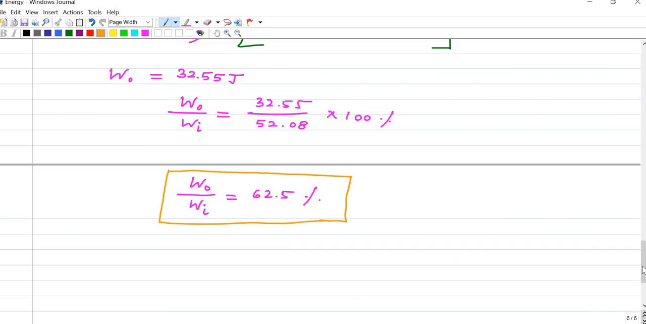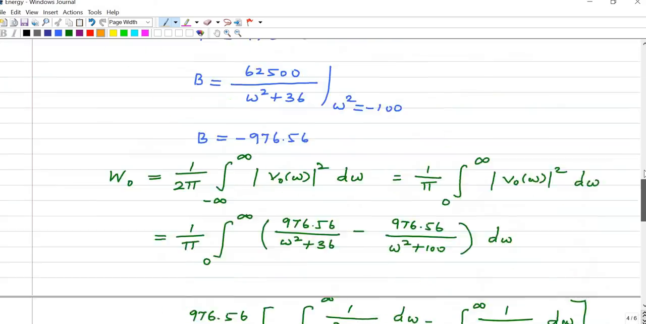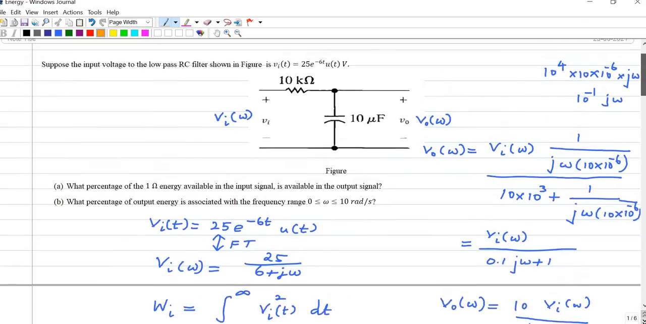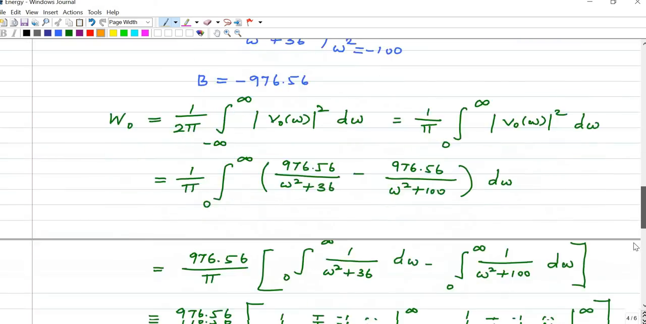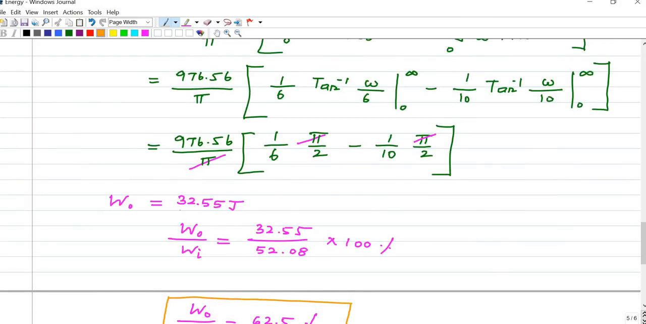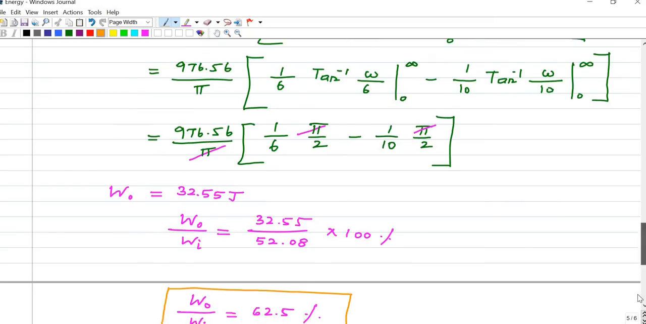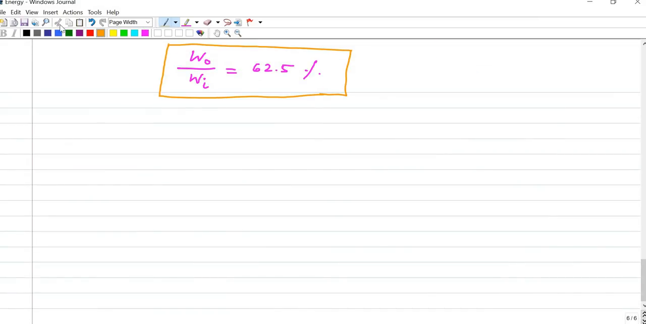We'll go for the second part of the question. The second part is similar to what we have discussed in the previous problems. What percentage of the output energy is associated with the frequency range 0 to 10 radians per second? Already we know the output energy, 32.54, but this is for the entire frequency from minus infinity to plus infinity. Now they have given a certain band, from 0 to 10 radians per second.